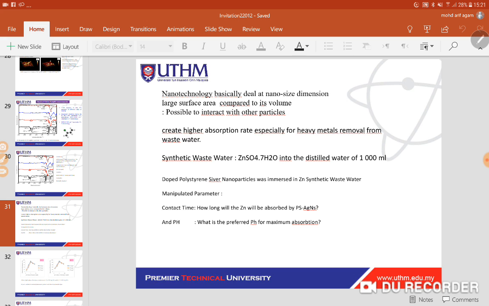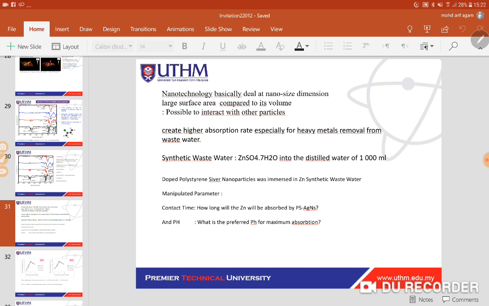And of course for this research we see that it can create a higher absorption rate, especially for the removal of heavy metals from wastewater. So we fabricate synthetic wastewater in distilled water, and we dope polystyrene with silver nanoparticles first, and then immerse it into the synthetic wastewater. And we want to investigate how much zinc can be absorbed.